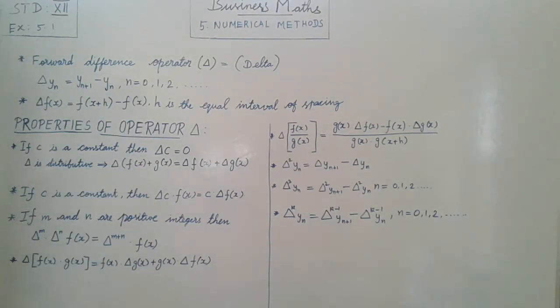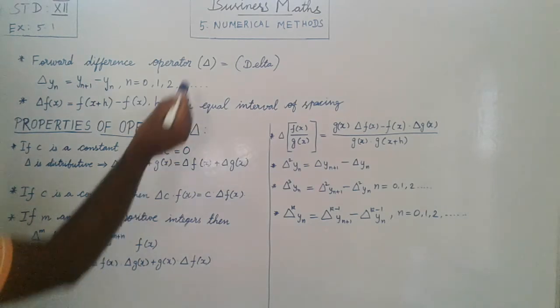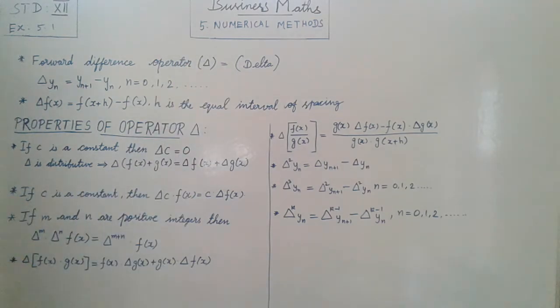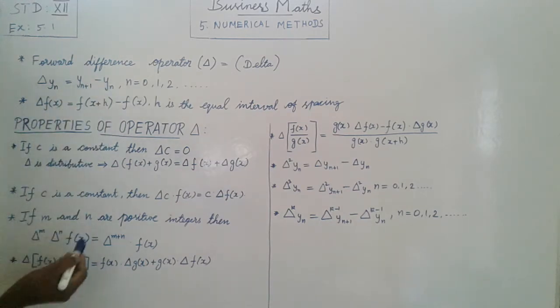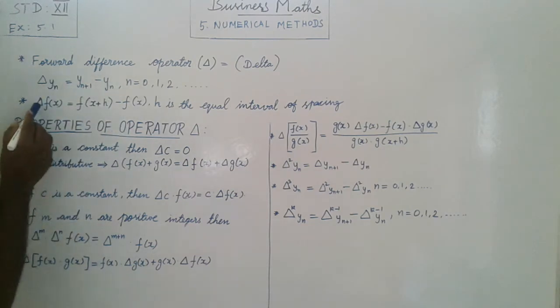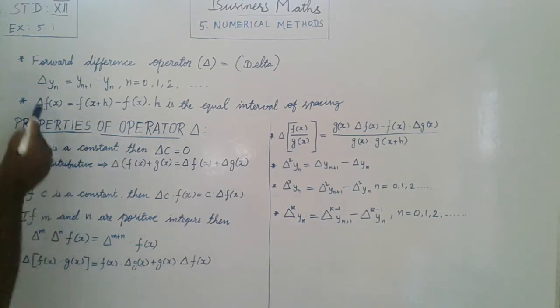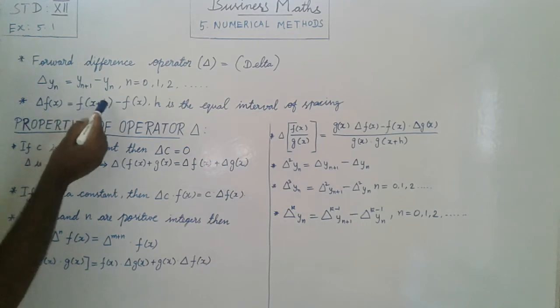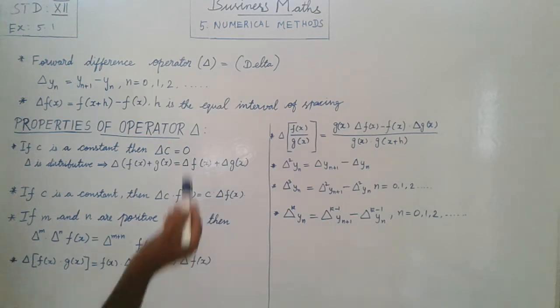Fifth chapter, numerical methods. The first important formula, forward difference operator delta. Forward difference operator is what? Delta y n equal to y n plus 1 minus y n. For n we should substitute 0, 1, 2, 3 and so on, any value. Delta f of x equal to f of x plus h minus f of x is the formula. h is the equal interval of spacing.